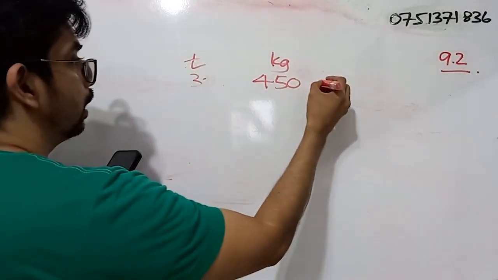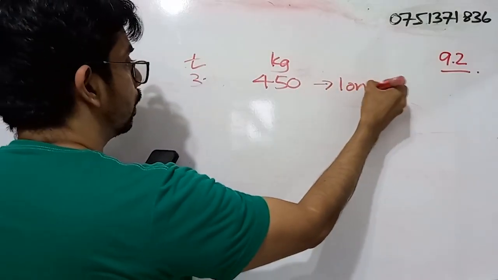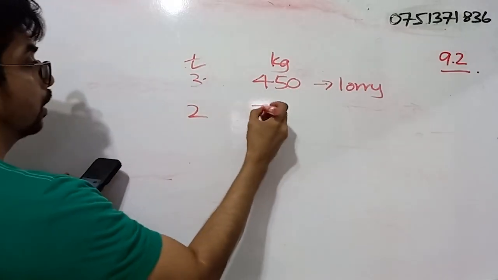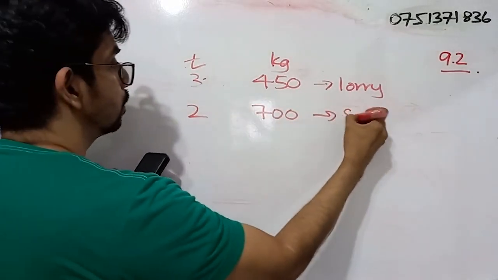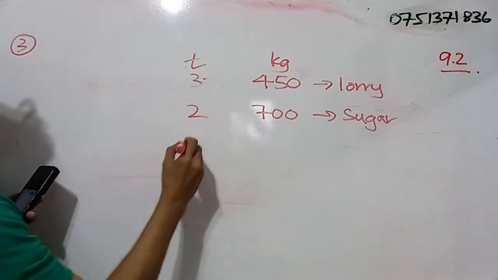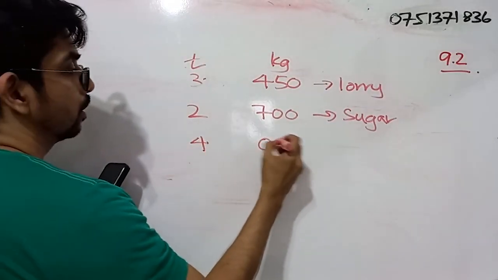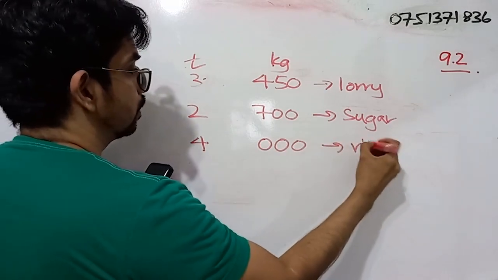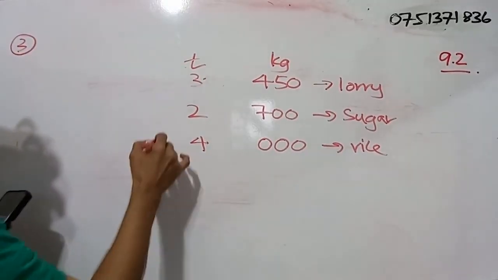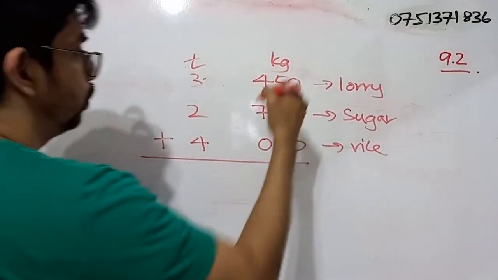So this is the lorry. Sugar, 2 tons and 700 kilograms. Then we have 4 tons of rice. So this is rice. Then what do we have to do? We have to add these values together to get the total mass with the goods.